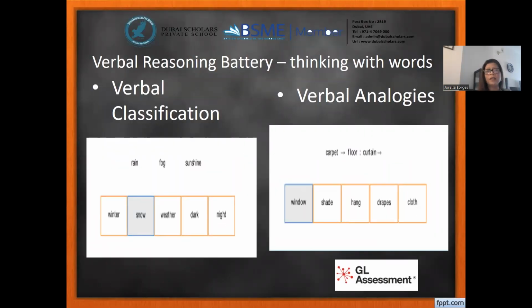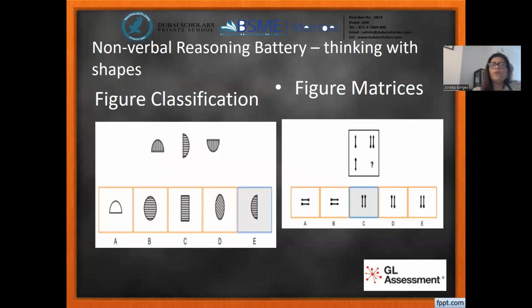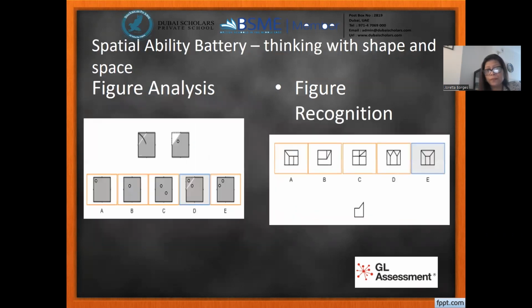Thinking with words has 2 subcategories through which the students are tested in their ability to think with words: verbal classification and verbal analogies. The quantitative reasoning battery is where the students are tested with their ability to think with numbers through number analogies and number series. The nonverbal reasoning battery, or thinking with shapes, has subcategories called figure classification and figure matrices. The spatial ability battery, or thinking with shapes in space, tests the student's ability through figure analysis and figure recognition.